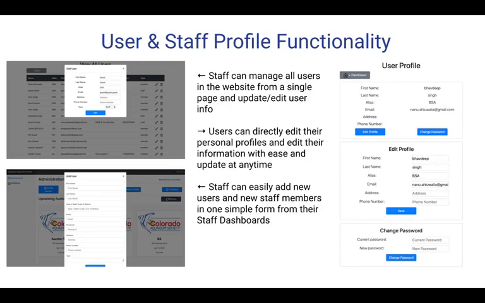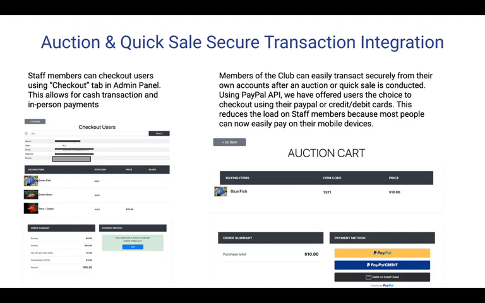Here are also screenshots of our user and staff profile functionality. Of course, admins have to have a lot of oversight and control in the website, where they can manage people, items, and auctions. And on the right, you'll see the user profile, where actual members can manage their own profiles as well. And finally, you'll see our auction and quick sale secure transaction integration using the PayPal API.